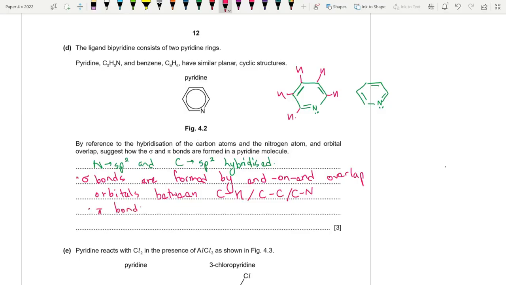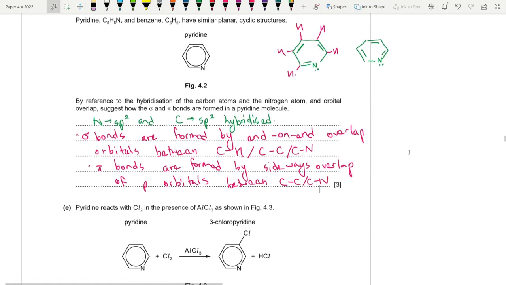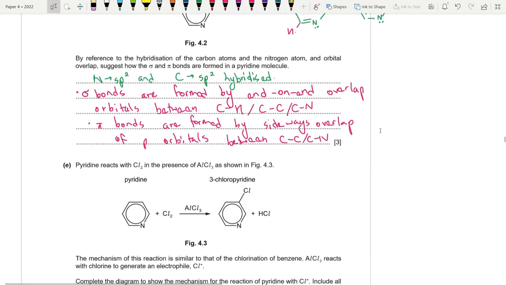Pi bonds are formed by sideways overlap of p orbitals. Between, we don't have a lot of options here. It's only CC or CN over here because there are no pi bonds between CH. Okay, very important question, guys. Very important. So they wanted to know the hybridization and how pi and sigma bonds are formed basically. Sideways overlapping for pi and end on end overlapping for sigma.